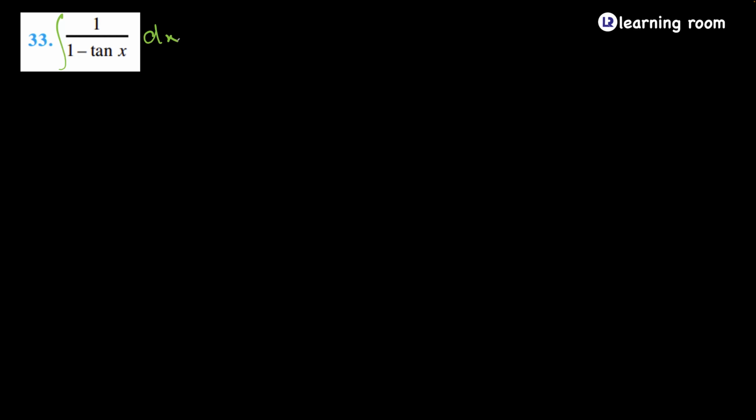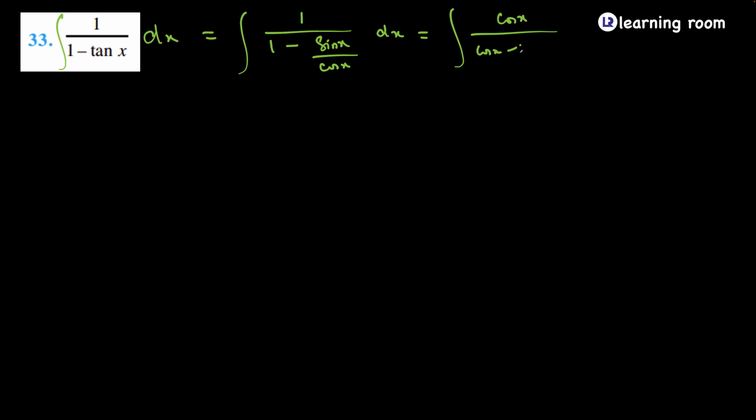So we need to find the integral of 1 by 1 minus tan x. So this will be integral of 1 divided by 1 minus, what is the value of tan x? It will be sin x divided by cos x dx. This will be equal to integral of cos x divided by cos x minus sin x times dx. Is that point clear?